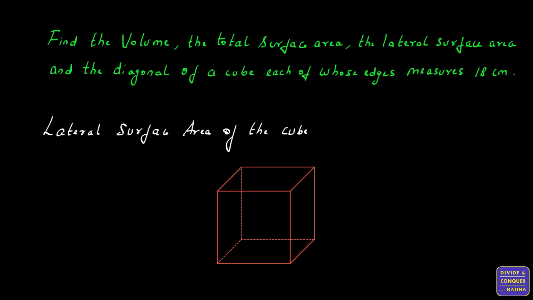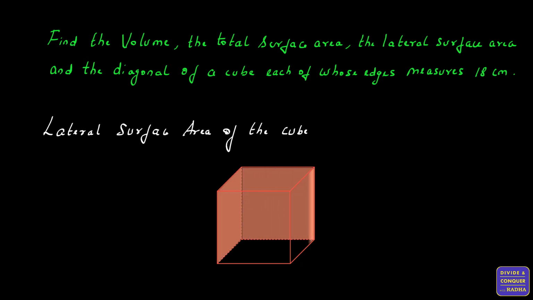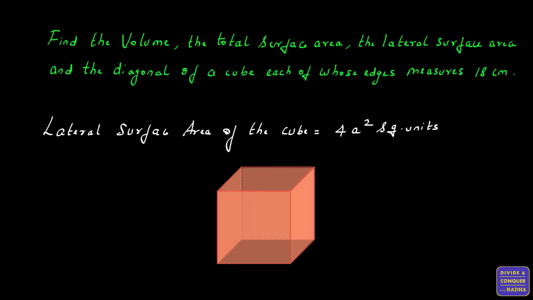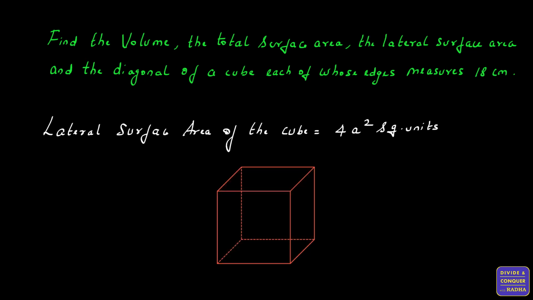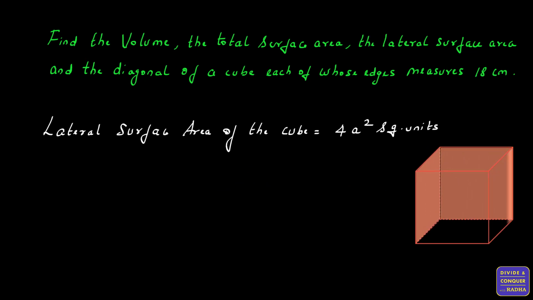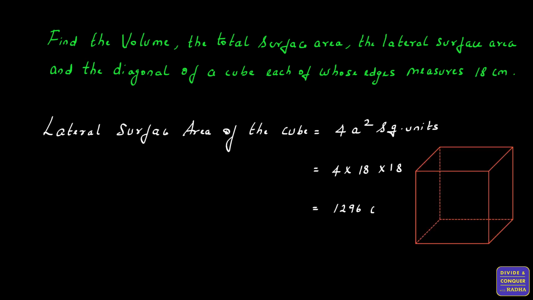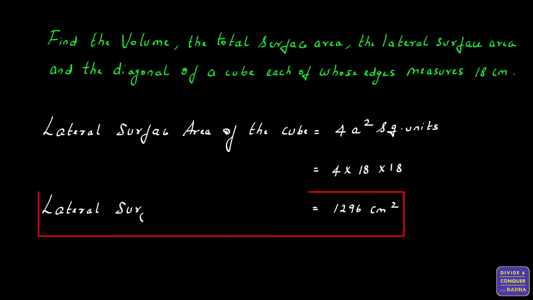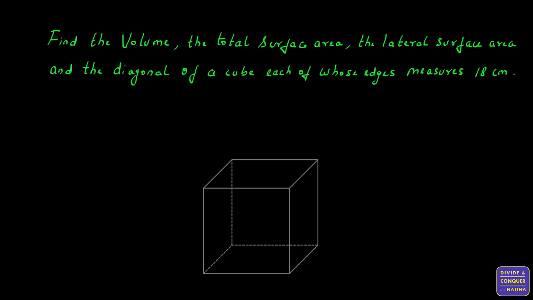Lateral surface area of the cube corresponds to the 4 faces, that is excluding the above and the below surface. So the formula is equal to 4A squared units. So substituting the given side, we have 4 into 18 into 18, and on multiplying we get 1296. Therefore, lateral surface area of the cube is equal to 1296 centimeters square.